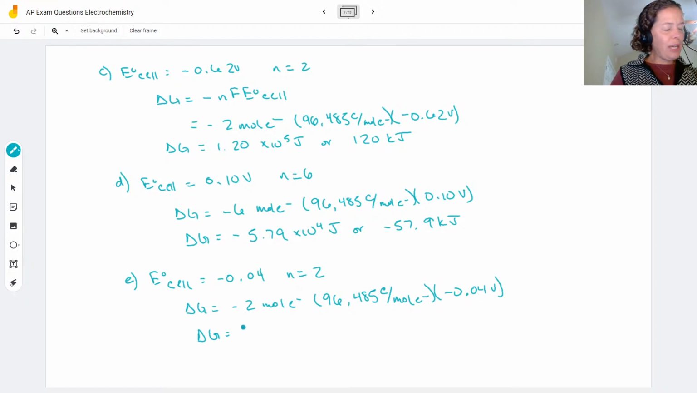Now, if you're just doing multiple choice, then of course you can do what you want. And if you need to save time by just plugging in your calculator, then you can absolutely do that.